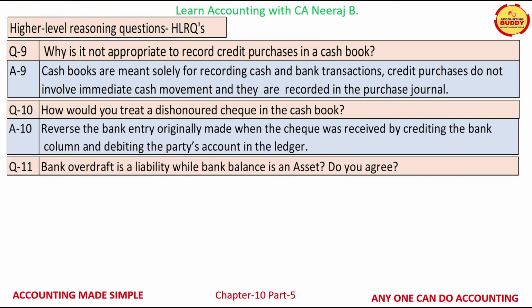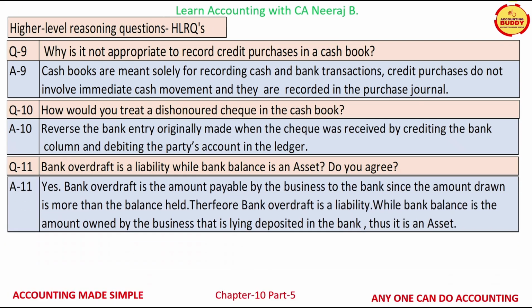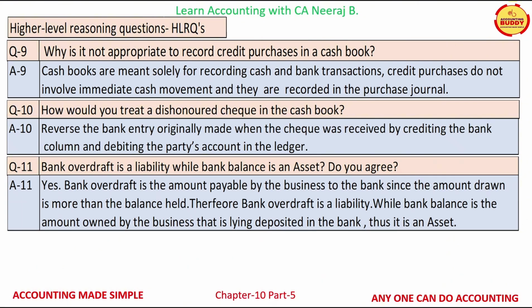Question number 11. Bank overdraft is a liability while the bank balance is an asset. Do you agree? And the answer is yes. Bank overdraft is the amount payable by the business to the bank since the amount drawn is more than the balance held. Therefore, bank overdraft is a liability. While bank balance is the amount owned by the business that is lying deposited in the bank. Thus, it is an asset.